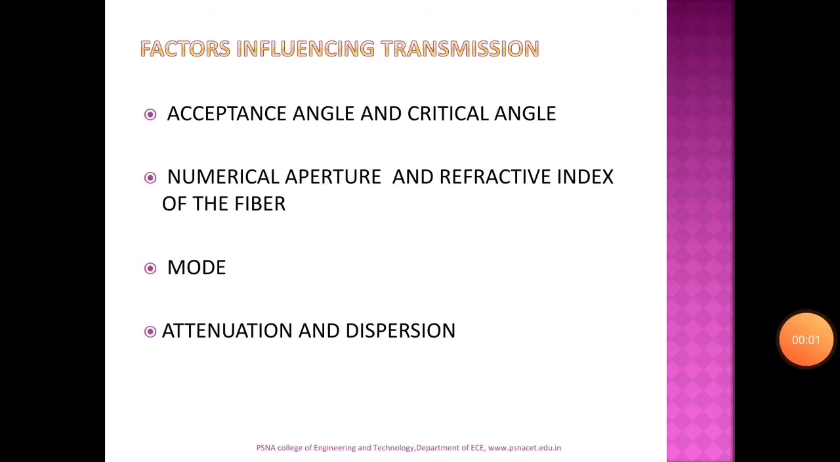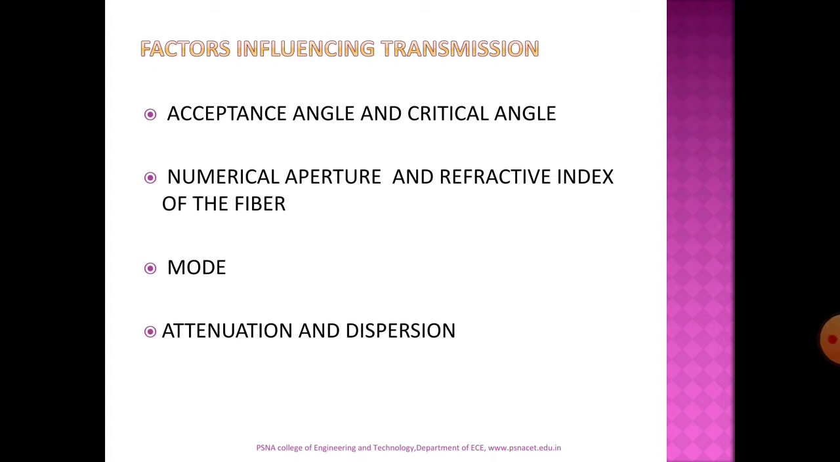Let us see a few factors which influence the transmission of an optical signal over the digital link. It is important that the signal should be transmitted with proper acceptance angle and proper critical angle. The acceptance angle is the maximum angle allowed by the optical fiber, so that the signal will be transmitted over the core of the fiber, whereas the critical angle is the angle beyond which the signal will be transmitted with total internal reflection. These two important criteria should be satisfied.